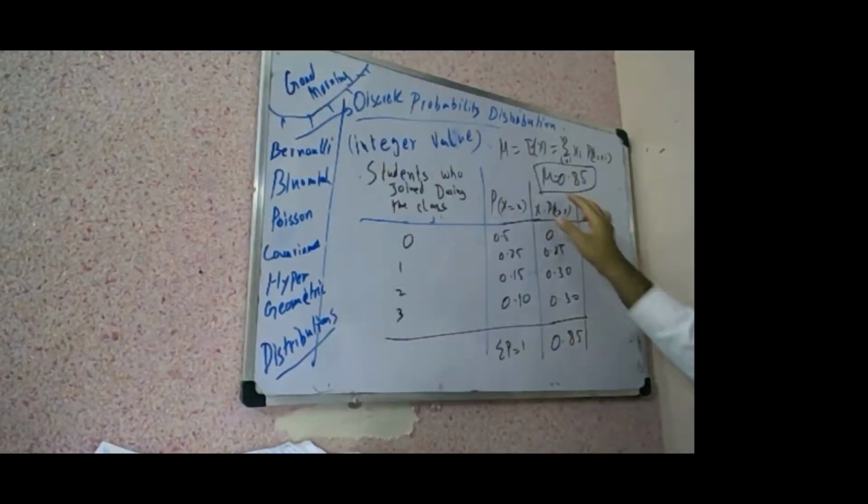Is it possible to get this 0.85? So what does it mean? It means that on average, there are 0.85 students who will join the class during the class. So does it give you any sense? Because to me, it doesn't give any sense. For me, it's simply not possible because I can't divide the students into 0.85.